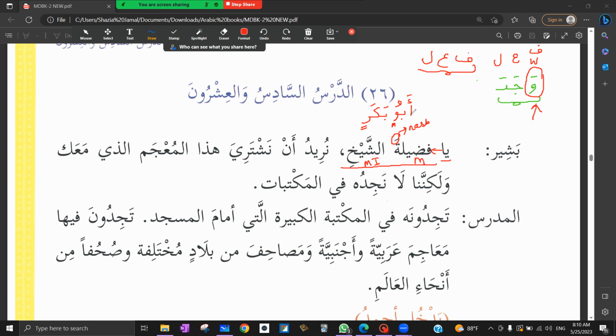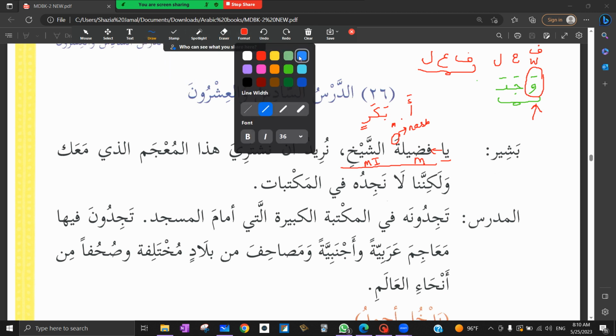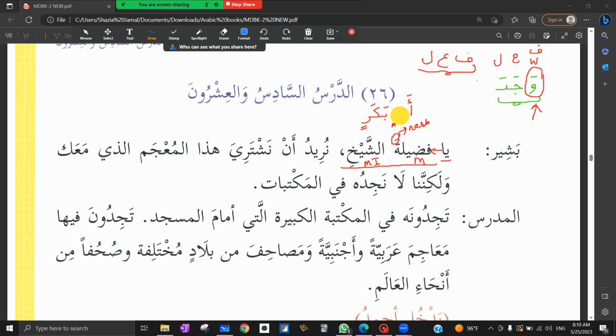If I put this name after harf nida, what will the harakat be? Since this is from the asma'ul khamsa, it will change to alif: Aba Bakrin. Why? Because the first mudaf will be in mansub. Since the noun is from the asma'ul khamsa, what is the rule for such nouns?